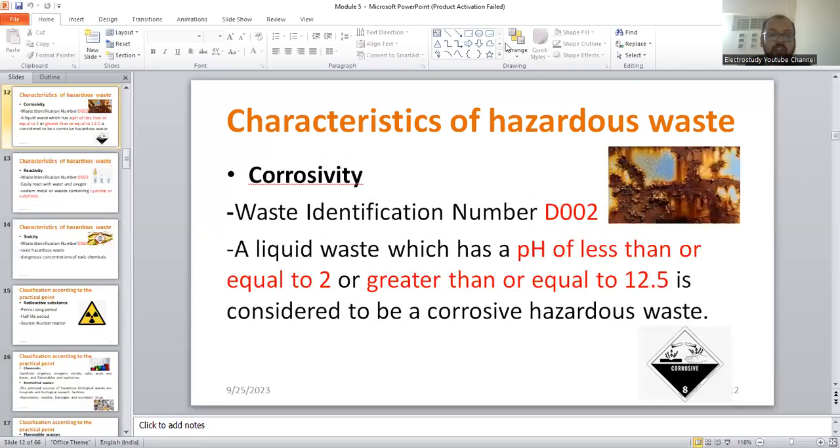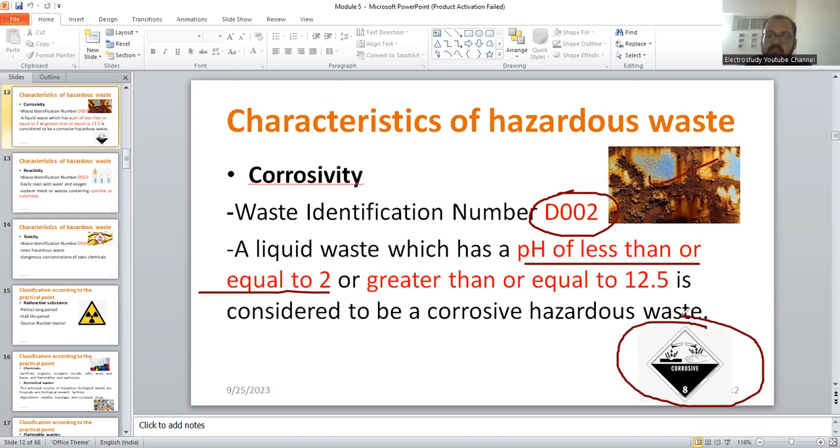Another one is called corrosivity. It is identified by the number D002. So you have to consider the pH, like some kind of liquid which is having pH less than or equal to 2. That means highly acidic material, that will be a reason for corrosion. The figure shows the corrosivity. Here you can observe this symbol, a diamond shaped structure that represents corrosion. Number 8. Okay, remember this.